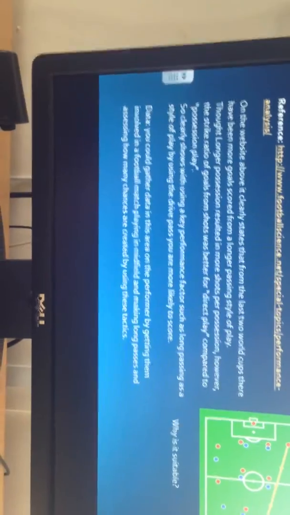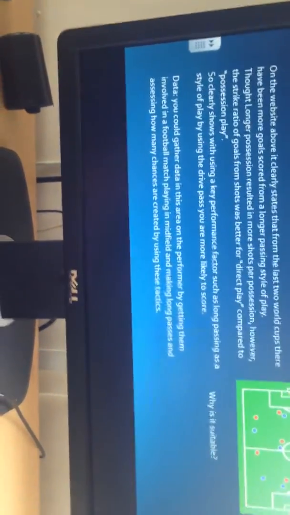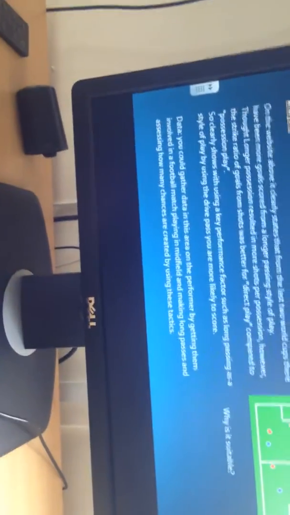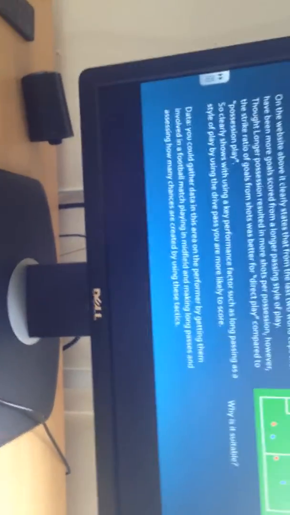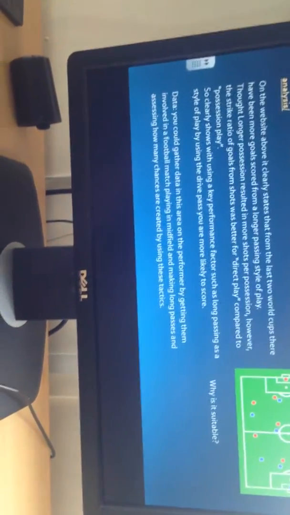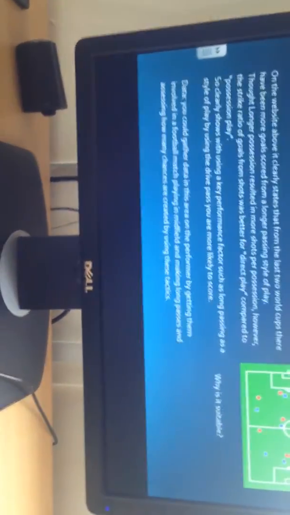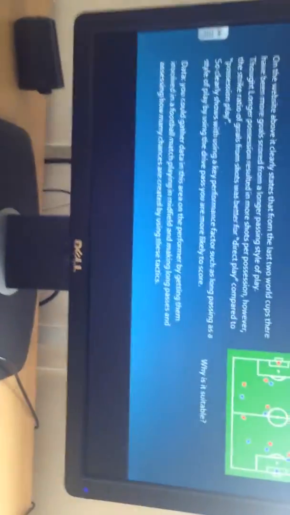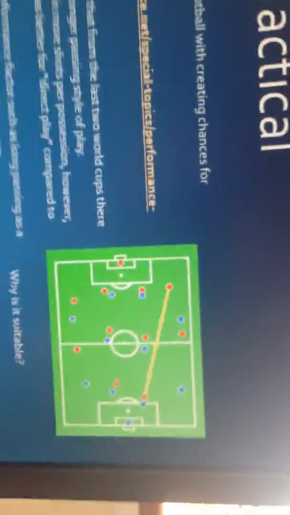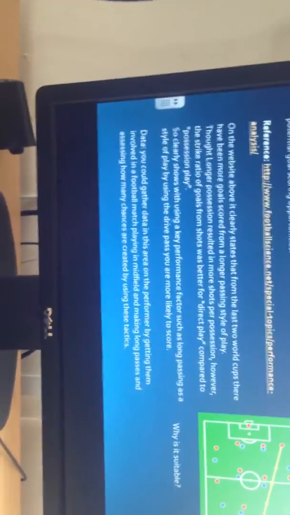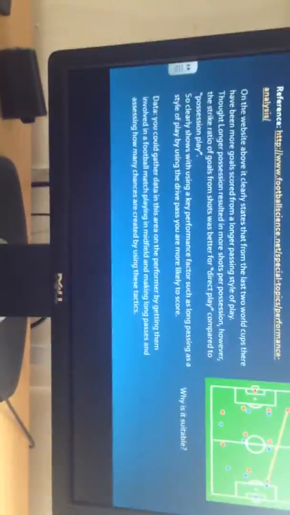more goals scored from a longer passing style of play than a longer possession style of play, where longer possession resulted in more shots per possession. However, the strike ratio of goals, so the more goals that were scored, resulted from the style of play called direct play, as you can see here. So from playing that long key pass into that one person, getting people around them to support them and getting them to shoot, or it could just be that you sent that one person through and they score a goal.